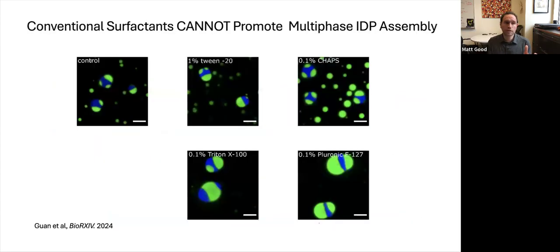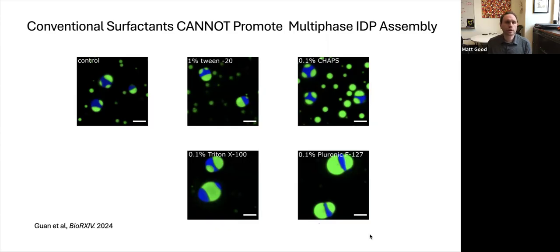Now, I want to be clear about one thing. This is not just something you can get from any surfactant. If you just try traditional small molecule surfactants, you don't get this effect. You really need to have these much longer polypeptides. There are some works from other groups that suggest that you might not actually need polypeptides. You can use other polymers to jam these interfaces as a way to get wetting and promote assembly.